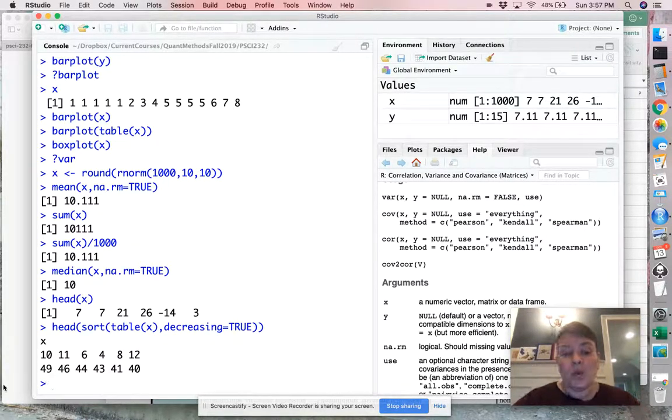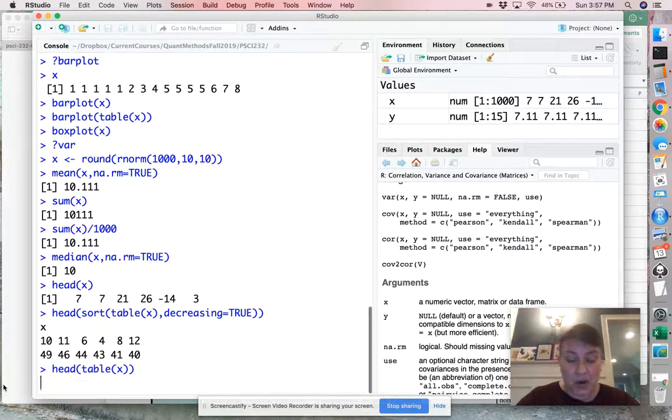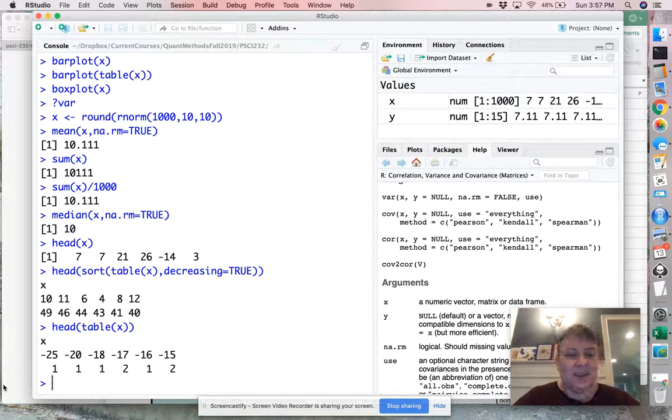Now, were we to just say something like, show me the beginning of table X, we would see the values in order. And it would look something like that, and it wouldn't be very informative. It would tell you that the most extreme values are the smallest values. Starting at negative 25 shows up once, negative 20 shows up once, etc. That's not super useful to us. So we really want to sort the table. Remember, we're sorting the table by the number of times the thing appears and looking at the beginning of that.